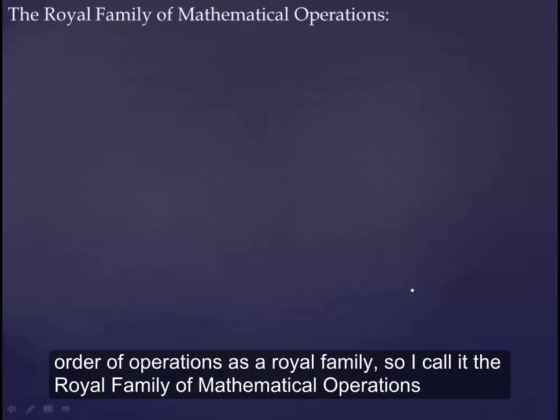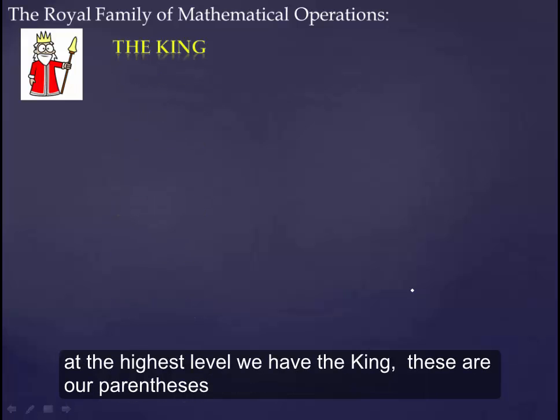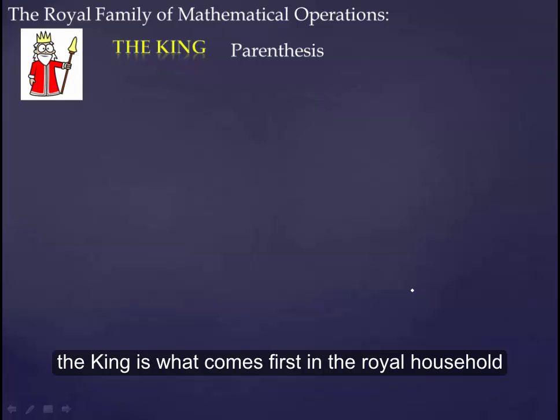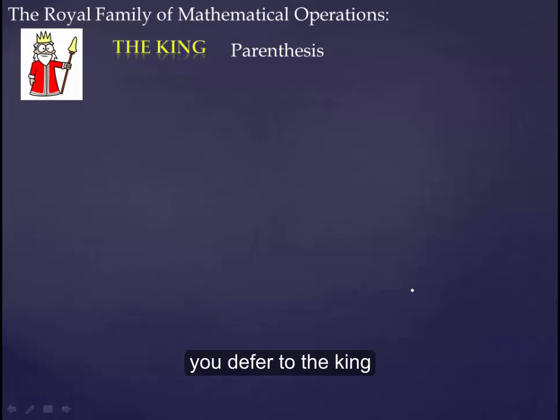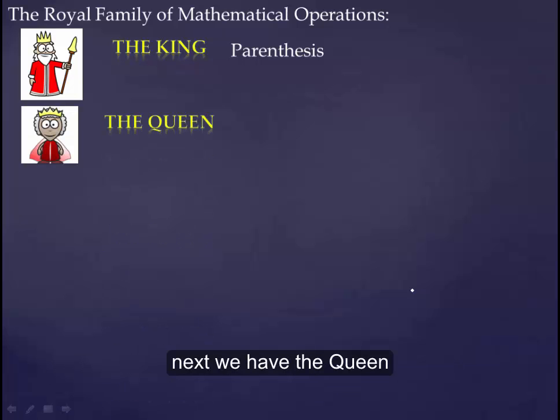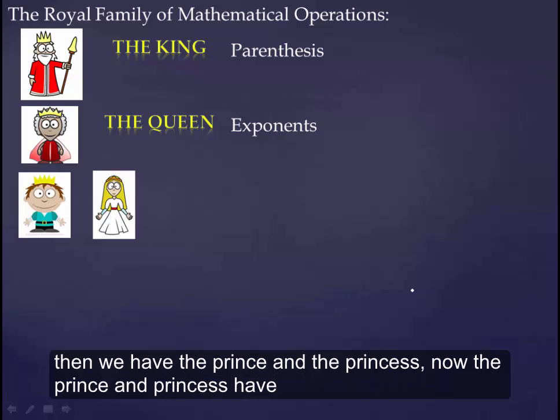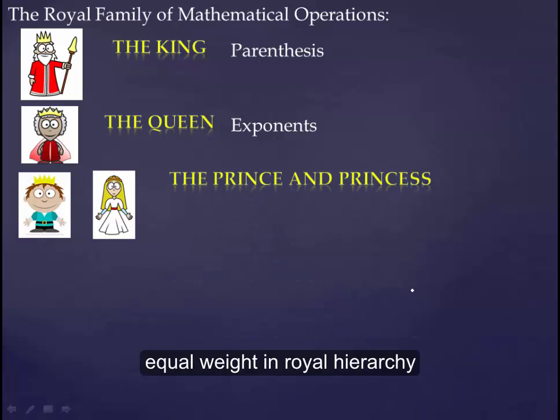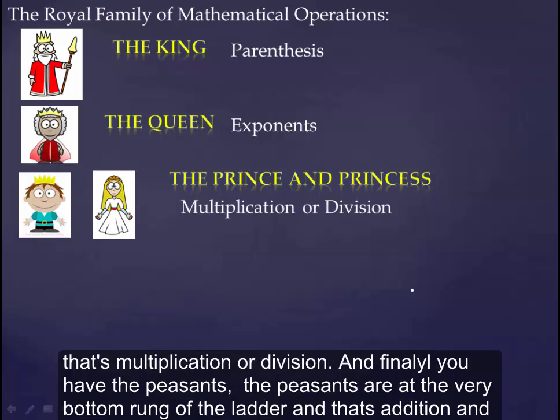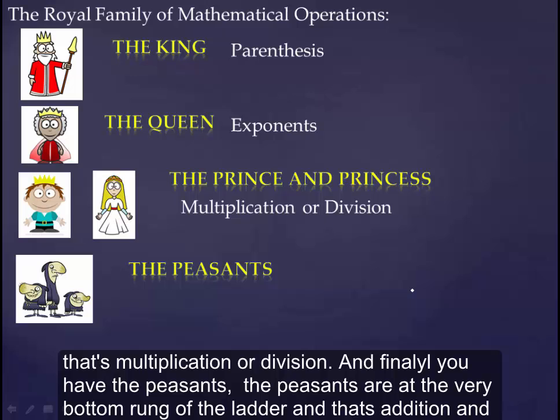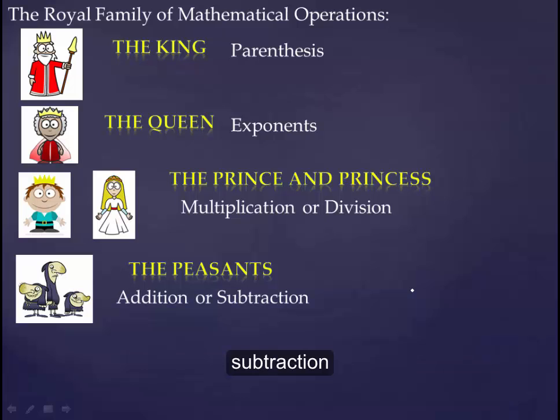I also like to think of the order of operations as a royal family. So I call it the royal family of mathematical operations. At the highest level, we have the king. These are our parentheses. The king is what comes first in the royal household. You defer to the king. Next, we have the queen. The queen is our exponents. Then we have the prince and the princess. Now, the prince and the princess have equal weight in the royal hierarchy. That's multiplication or division. And finally, you have the peasants. The peasants are at the very bottom rung of the ladder, and that's addition or subtraction.